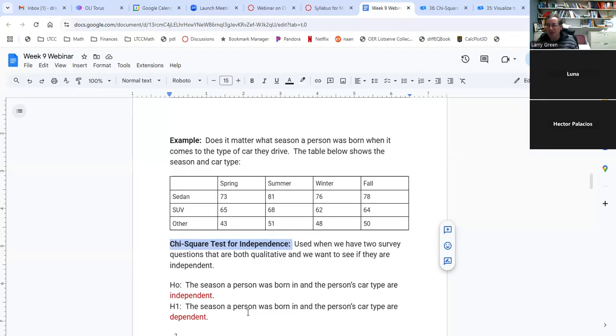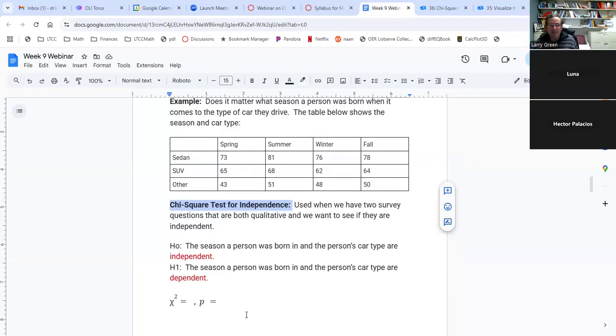If I scream those words, what does it mean? Yeah, you must have those words, independent for H naught and dependent for H1. Okay? If you don't, I take a bunch of points off on your test question or discussion board question. Does that make sense? Okay, because really it's all about independence. Any questions?